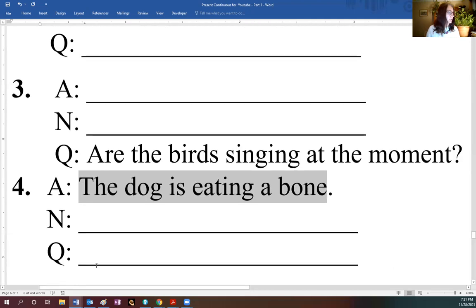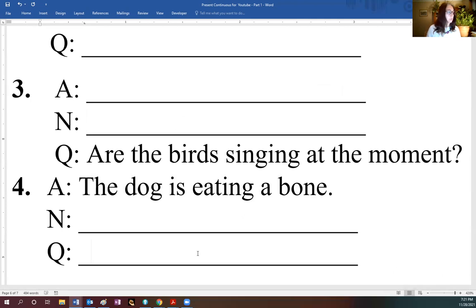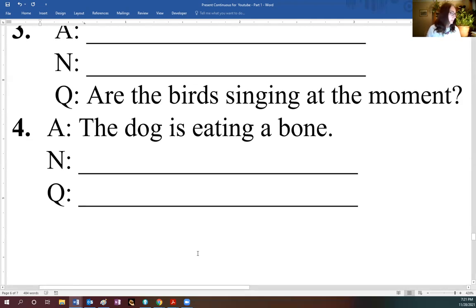And then number 4, copy number 4 in your notebook too. The dog is eating a bone, and try to write the negative sentence and the question for it. Okay, take your time. When you finish with all your questions and negative and affirmative sentences, then you can come back and click again play and check your answers.